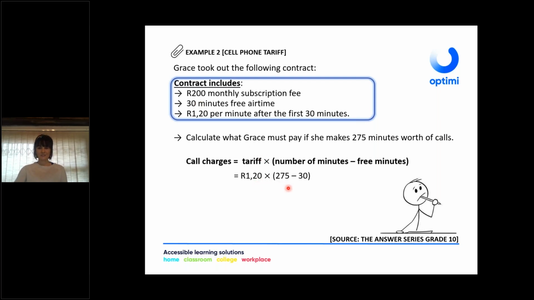Therefore, our calculation is going to look as follows. The tariff is given for us as 1 rand 20 cents. And this 1 rand 20 cents is multiplied by the 275 minutes of calls that she made minus the 30 minutes that she gets free. Now, if we continue with our calculations, you will see that she is now only going to be paying for 245 minutes. If you multiply the tariff with the minutes for which she is going to pay, it gives you an answer of 294 rand. Therefore, this is what the cost is going to be for 275 minutes.